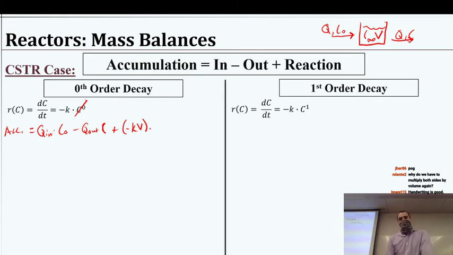Yeah, so it should be Q times C in, so that's C naught, minus Q times C out, plus, and in this case, a negative KV. The plus there gives us the opportunity to do plus or minus based on our reaction term.